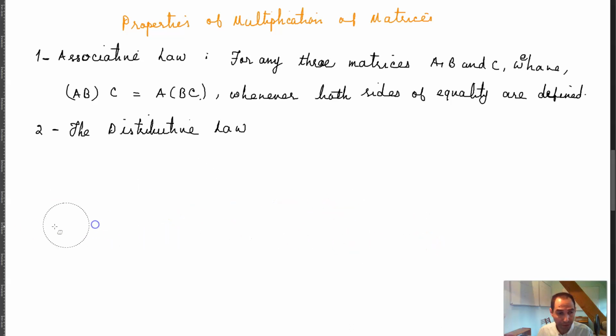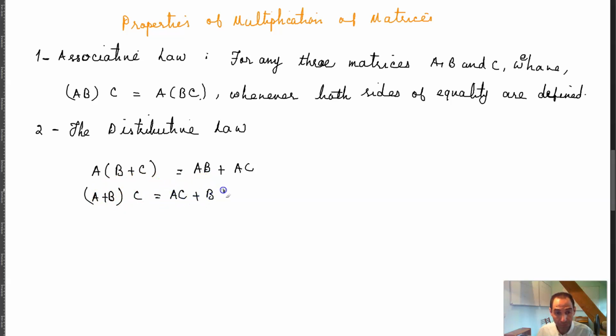Now let's see what that is in case of matrices. In case of matrices, you have A times B plus C is equal to A times B plus A times C, and also A plus B times C is equal to A times C plus B times C, whenever both sides of the equality are defined.